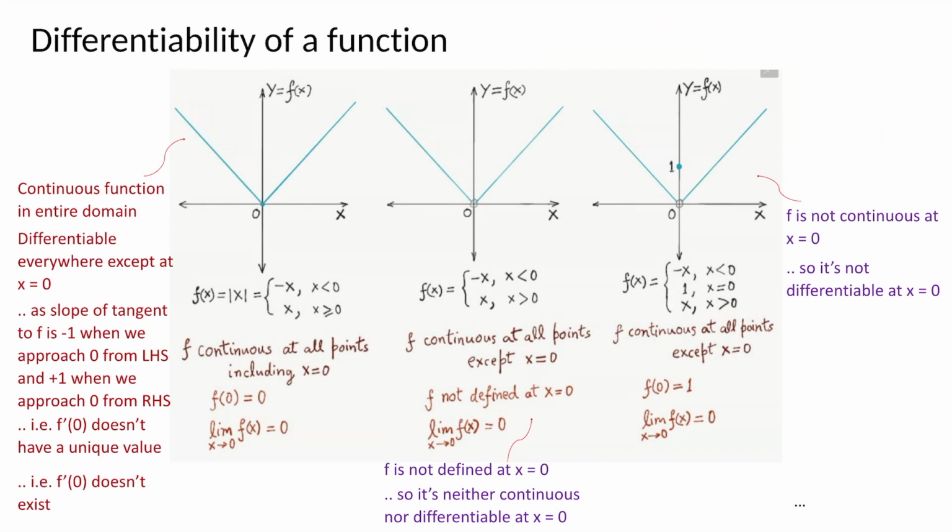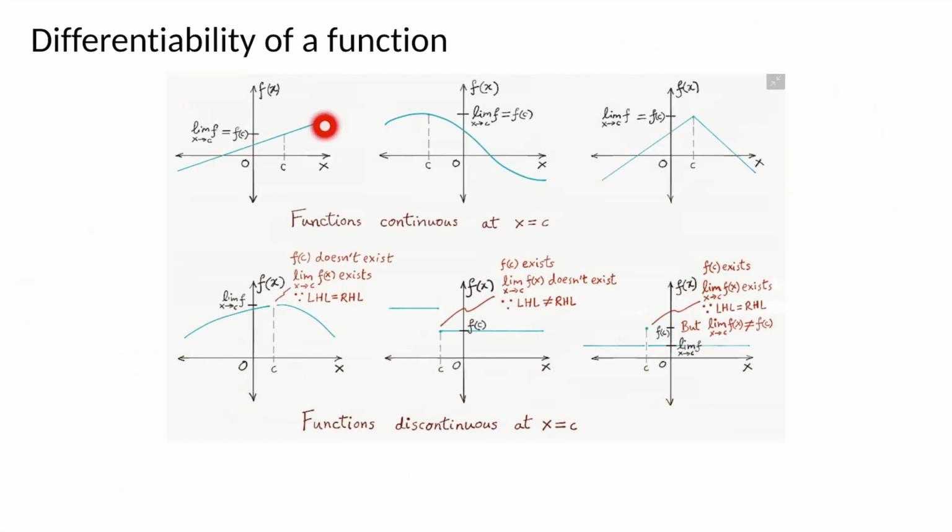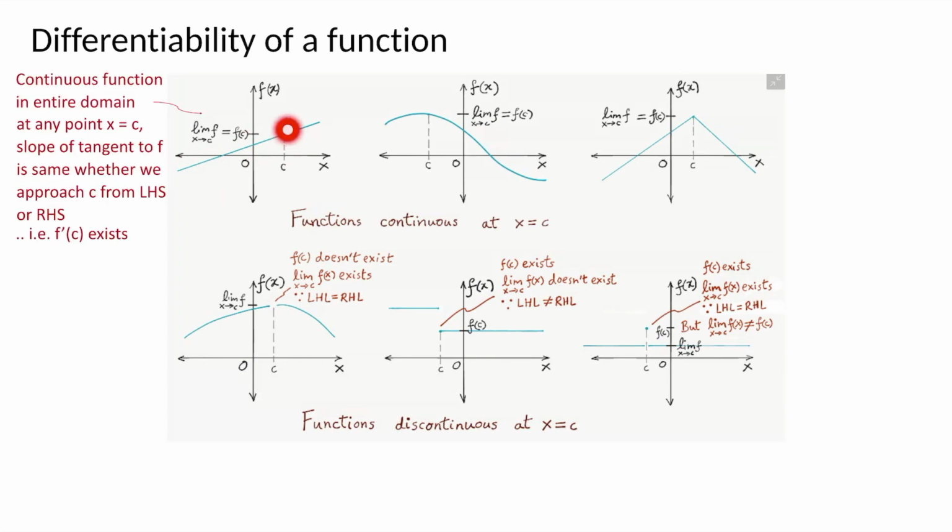Now look at some more examples. Here this first function is a straight line, so it is obviously continuous, and it seems that it is also differentiable because it does not take a sharp bend. Any point that you take, you get a unique slope, whether you approach that point from the left hand side or from the right hand side. So it is not only continuous, but it is differentiable.